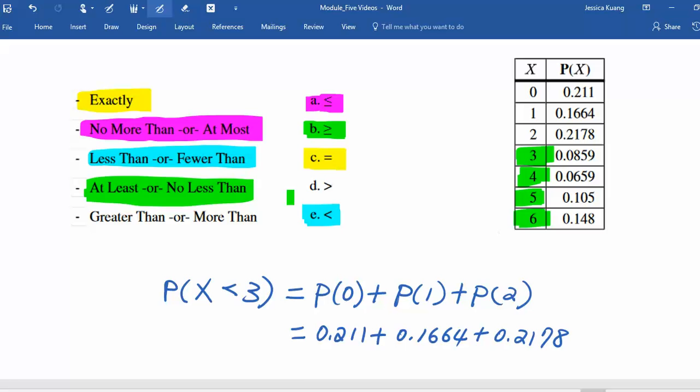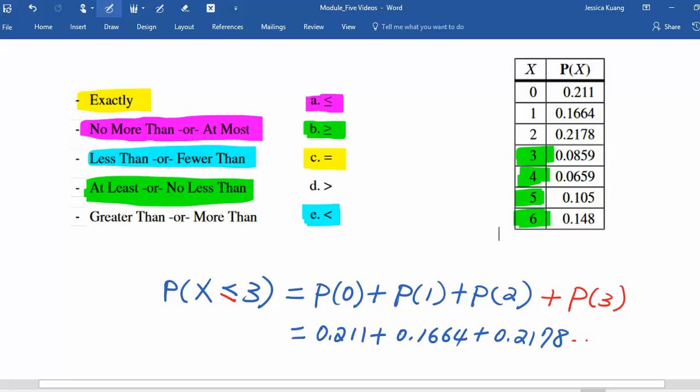Okay, so this is how you translate inequality, and given the table, I would like to calculate the probability of x less than 3. That will be the probability of 0 plus probability of 1 plus probability of 2. Of course, if I rephrase this question and I would like to calculate the probability of no more than 3 or at most 3, then I will have to include this probability as well.